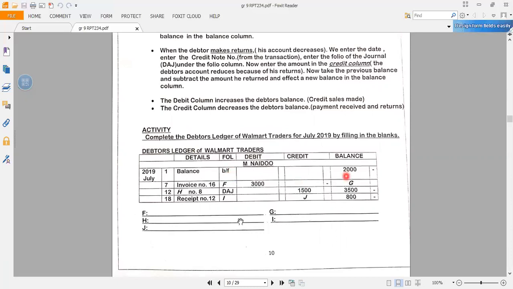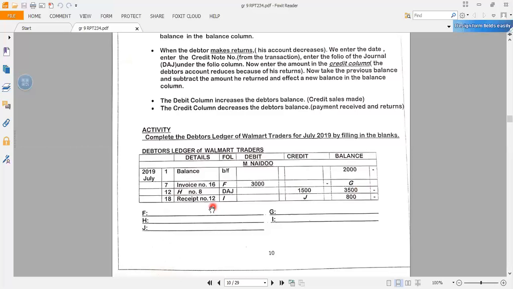That is 2,000. Then we see M. Naidu has made a purchase. When he made a purchase, which journal? Debtors Journal. And what's going to happen? Don't forget to insert your plus here and your minus here. So it's 2,000 plus 3,000 to give you 5,000 Rand here under G. Thereafter, DAJ, what do we write here? Credit note number 8. Okay, so we take 5,000 minus 1,500 to give me 3,500.